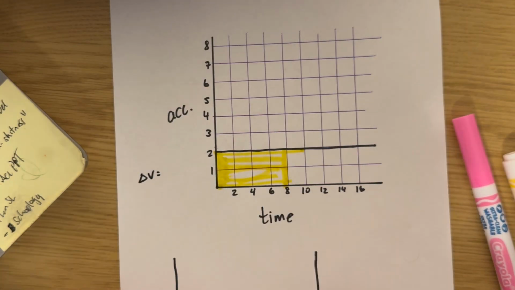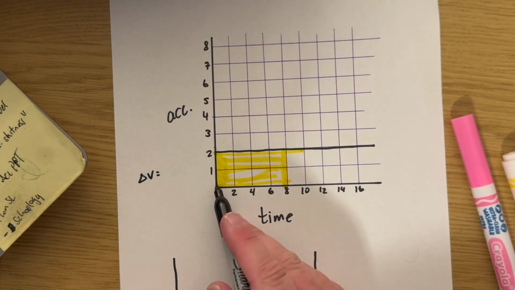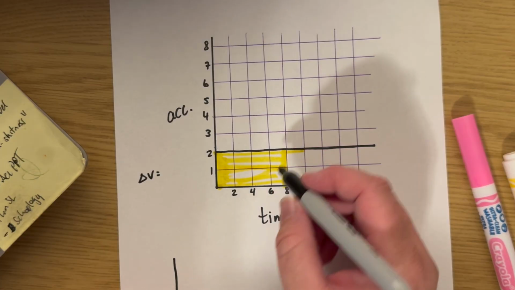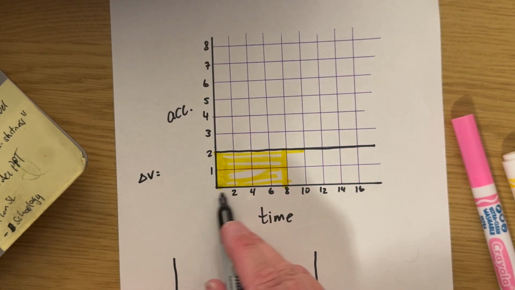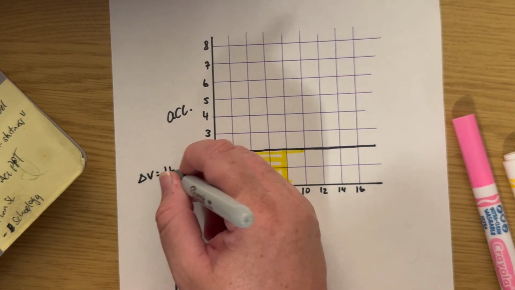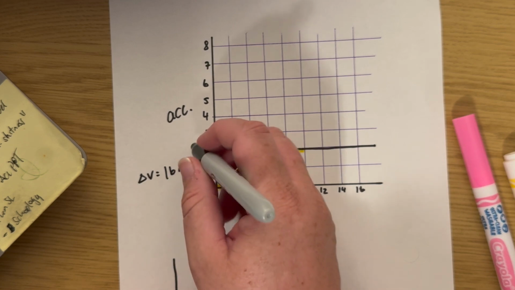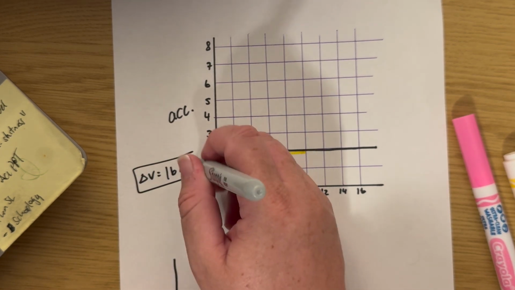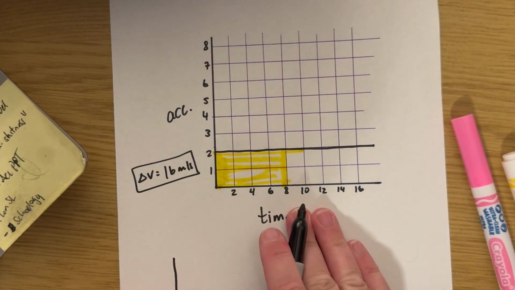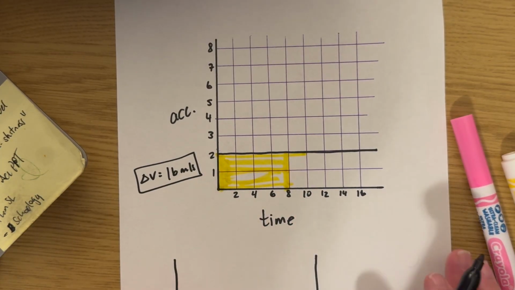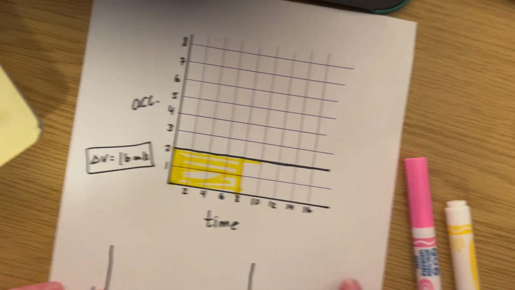So if I wanted to know my change in velocity, how much faster am I going than I had been, I have the area under the curve, so I've got 2 times 8, so it's 16 meters per second. So wherever I started, whatever I was doing to start off with, 8 seconds later, I'm going 16 meters per second faster than I had been.